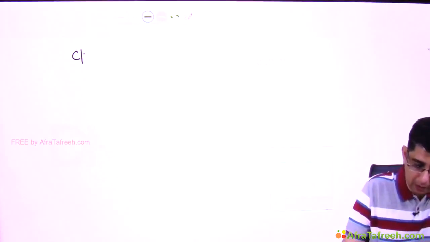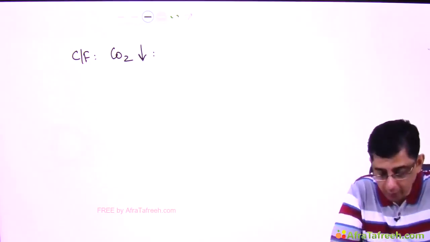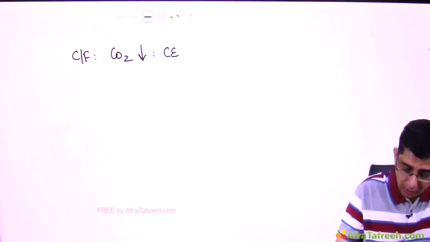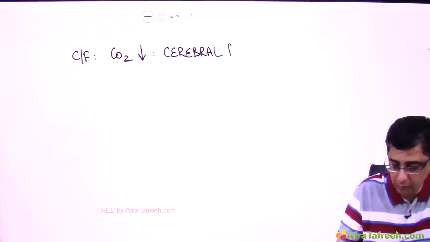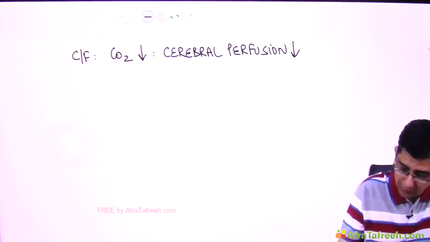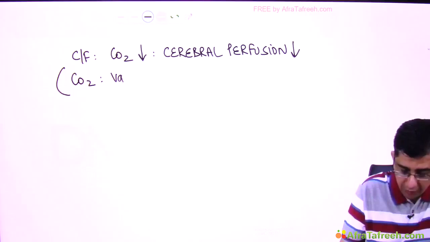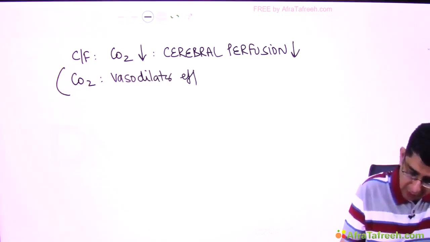What does respiratory alkalosis cause in patients? As I said, carbon dioxide has a vasodilator effect on the brain blood vessels. If carbon dioxide becomes lesser, the vasodilator effect of carbon dioxide will go away and the cerebral blood vessels will now be constricted, so cerebral perfusion will be reduced. Just for the sake of completion, I would like to write this, though I've said it 2-3 times. Carbon dioxide has a vasodilator effect on cerebral vessels.